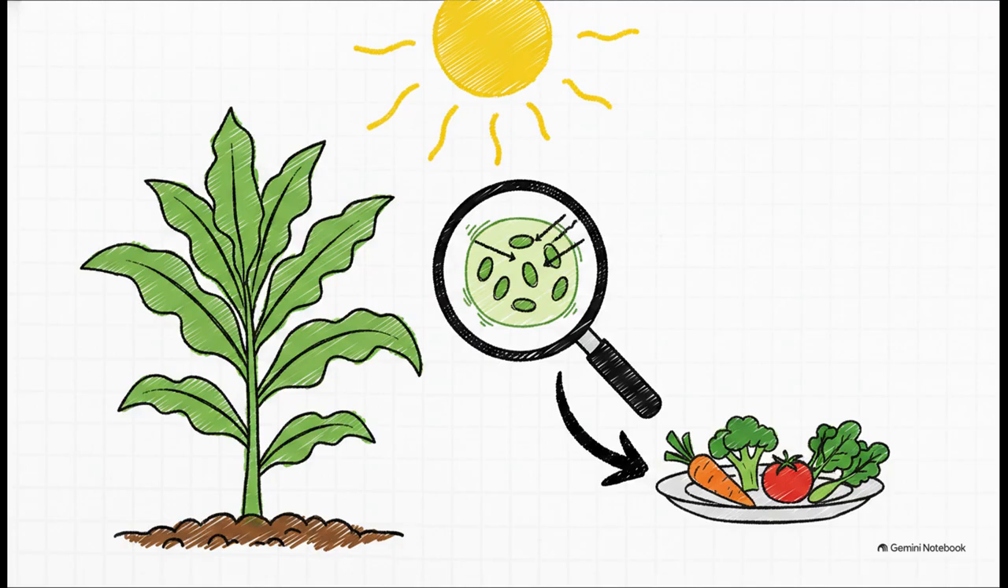Every single bite of food you eat can eventually, if you trace it back far enough, be linked to this cellular process. Without that specific tiny green organelle, agriculture wouldn't exist, and frankly, neither would we. We owe it all to the chloroplast.